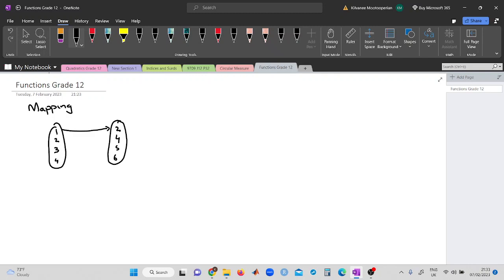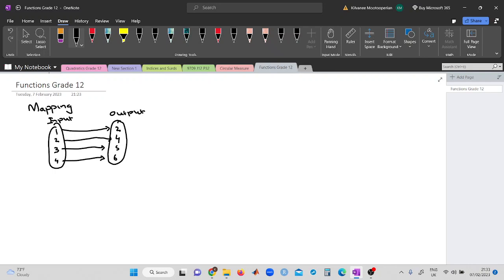Donc, chaque input, ça on appelle ça input. Ici, on appelle ça output. Chaque input peut aller avec un output spécifique. On appelle ça un mapping diagram. Okay? So, each input is going to specifically one output.